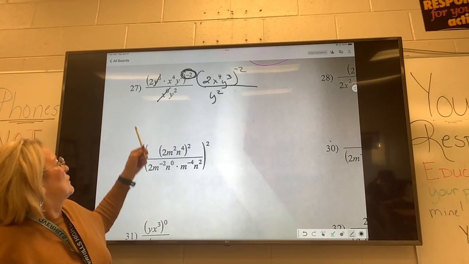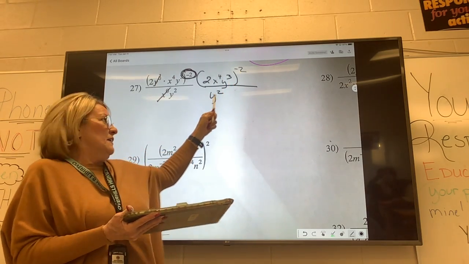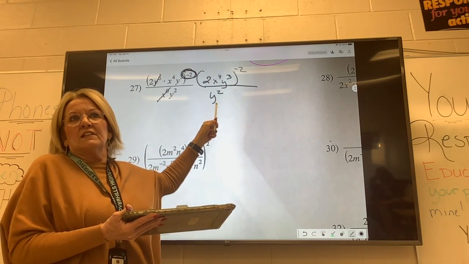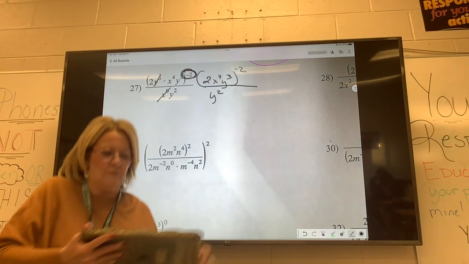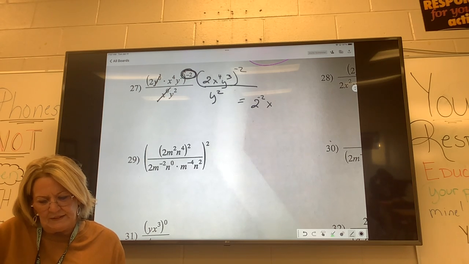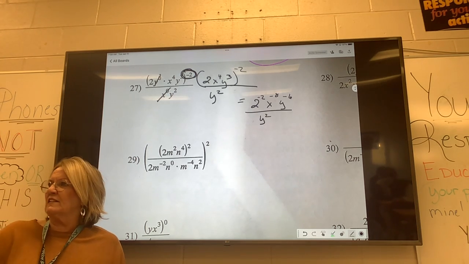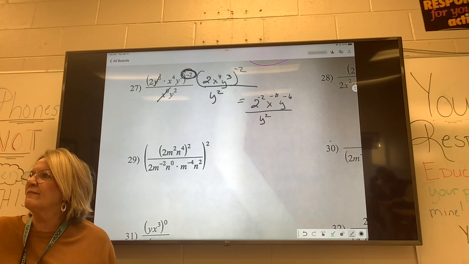Now, this -2 only goes to this, not to this, because it's not in the parentheses. It only goes to this, so I'm going to fix that. So that gives me a 2 to the negative 2, x to the negative 8, y to the negative 6 over y squared. Are you guys still with me on what I've done?